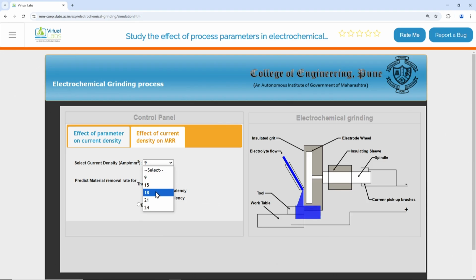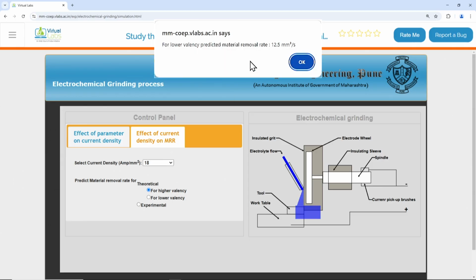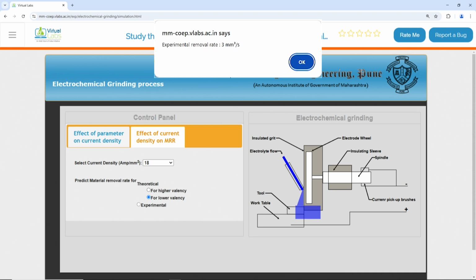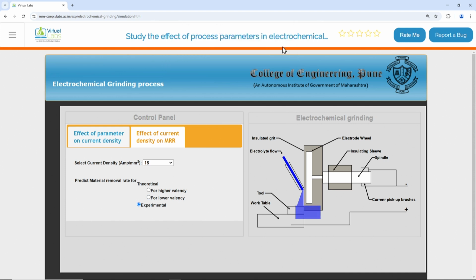For another, let me say for a current density of 18 amperes per square millimeter and for lower valency, it is showing 12.5 cubic millimeters per second as the MRR. Experimental also we can see here, experimental is 3 cubic millimeters per second. So this is just a study. You can keep on clicking different parameters and keep on studying things as per your requirement.